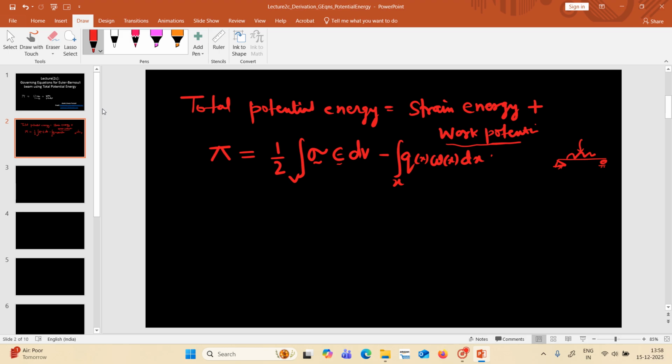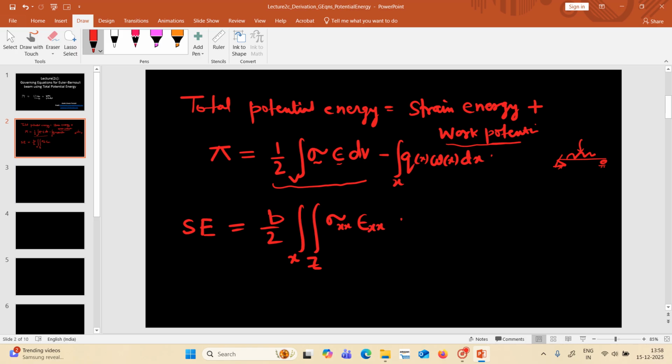Okay, so first of all we will write the first part, that is the strain energy, SE equals half of the volume integral. Volume integral means x, y, z. We have already seen that along the y direction, if we integrate, the width b is there. So we now have integration over x and z, and then sigma xx times epsilon xx, because here there is only one stress, dz dx. Now what are sigma xx and epsilon xx?